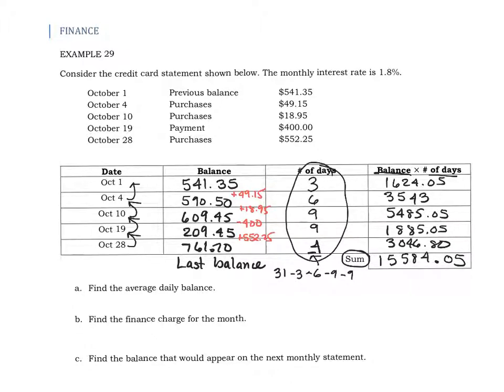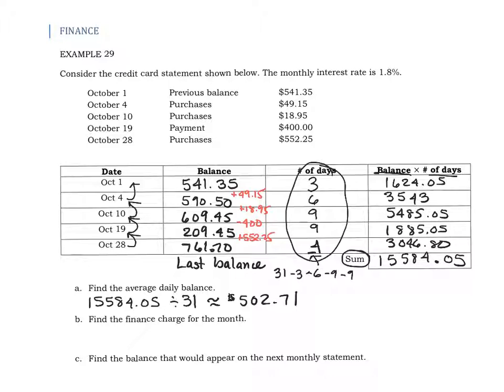Then the next step is to find the average daily balance. It says to divide by the total number of days in the billing cycle to get the average daily balance. So we're going to divide our sum by 31, and I am going to get roughly $502.71. Then it says find the finance charge for the month.